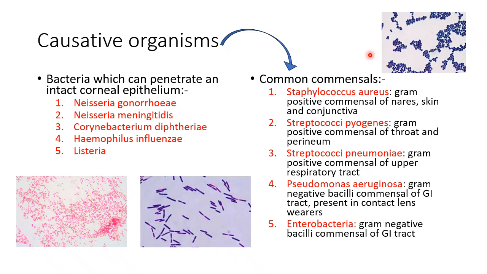So these are just pictures of, for example, this one is a picture of gram-positive cocci, which could be Staph aureus, Streptococcus pyogenes. Staph is a normal commensal. Streptococcus is also a normal commensal. Streptococcus pneumoniae, especially, is seen in the upper respiratory tract. Then we have Pseudomonas. Pseudomonas is a gram-negative bacillus. For example, here, these are gram-negative bacilli. They are pink in color. Pseudomonas is often present in contact lens wearers. Then there are Enterobacteria, which are gram-negative bacilli commensals of the GI tract.